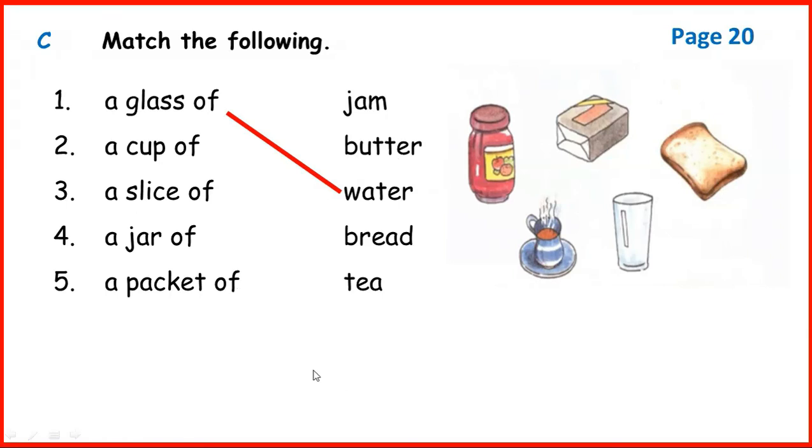Okay. Now number 2, a cup of tea. Yes, match like this. A cup of tea. Number 3, a slice of bread. Yes, a slice of bread. Number 4, a jar of jam. Yes, we have to match like this. Okay. The last one, number 5, a packet of butter. Yes, so we match like this. A packet of butter. Okay.